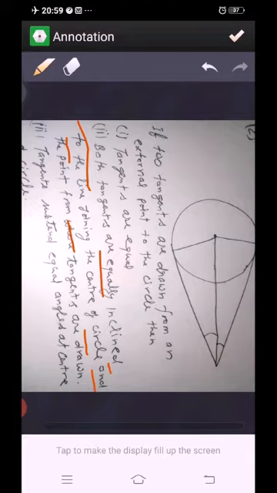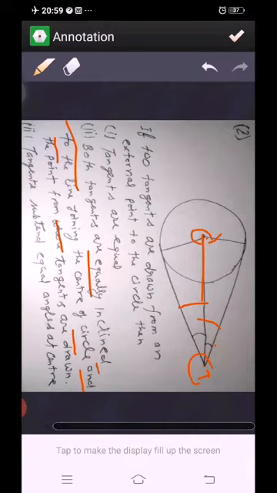So here you see this center and this point, and this is the center. From here this line is joined. Then they are equally inclined. This angle is equal to this angle. Both angles will be equal.